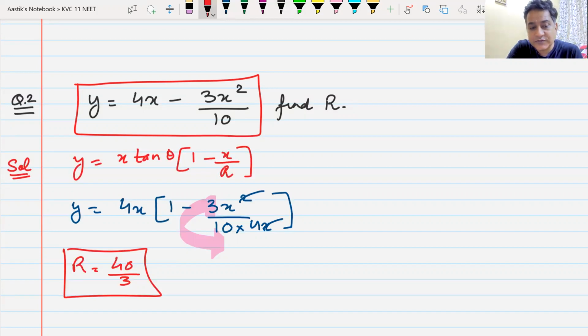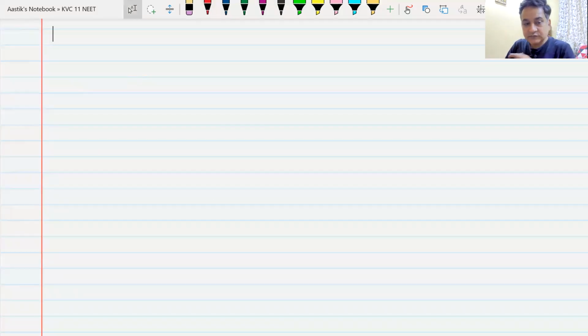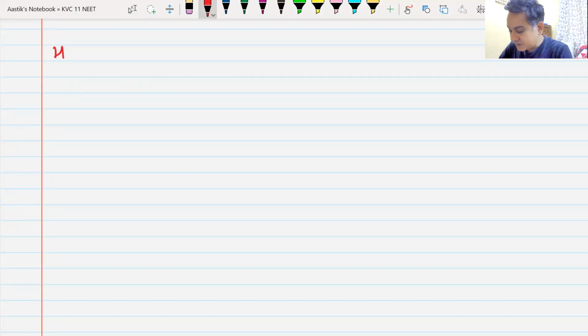How will a horizontal projectile look like? Yes, any idea? How will a horizontal projectile look like? A horizontal projectile, let me write the heading first. Horizontal projectile, and you might get some questions on this and we will solve.